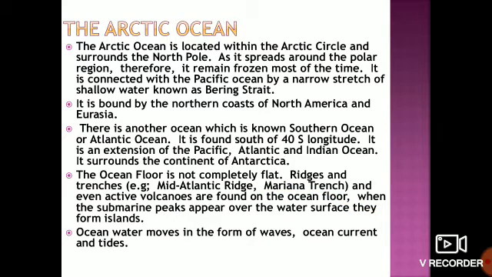The ocean floor is not completely flat. Ridges and trenches, for example the Mid-Atlantic Ridge and Mariana Trench, and active volcanoes are found on the ocean floor. Ridges, I told you, are long, narrow, elevated sections of the earth. When submarine peaks, the peaks under the water, come up to the surface of the water, they form islands. The ocean water moves in the form of waves, ocean currents and tides.